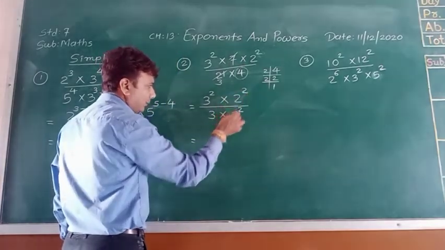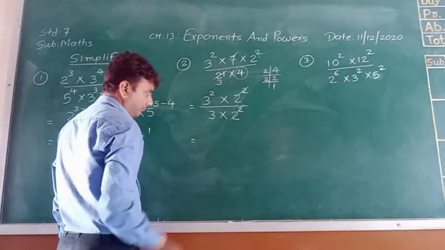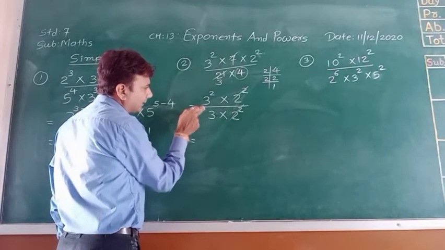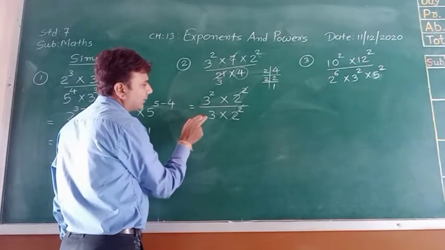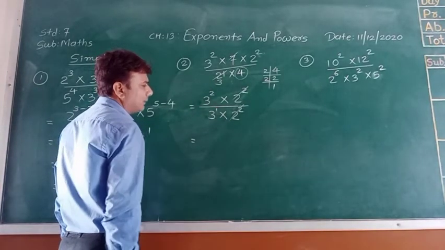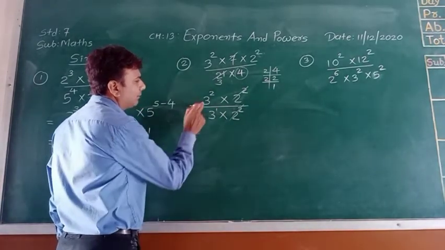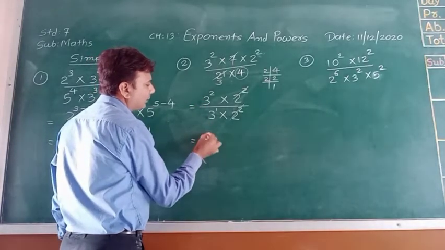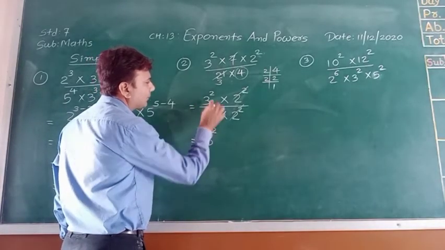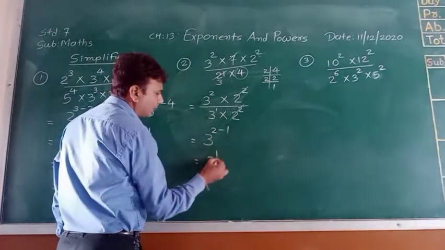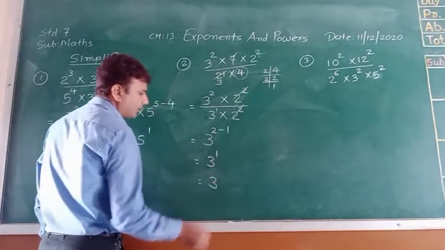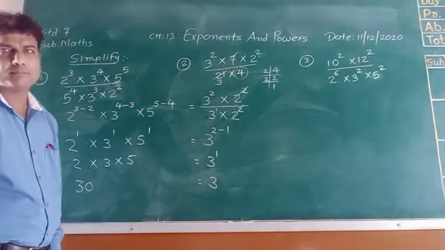This 2 square is the same, so we can cut here. Now same bases, division, subtraction of the powers. Here there is no power written, that means there is power 1. Same bases, division, subtraction of powers: 2 minus 1. This 3, 2 minus 1 is 1. So the final answer is 3. Easy.